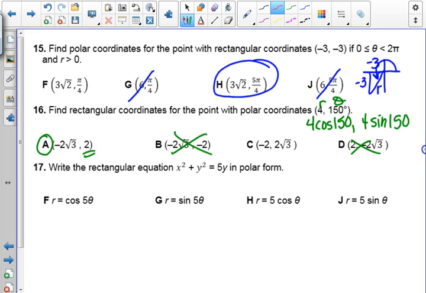17, you can skip, but let me just talk you through this one because it's a super easy one. x squared plus y squared equals r squared. That sound familiar? And y is equal to r sine theta, yes? So then you would divide an r off each side and get this choice. Okay. But that's the part I'm telling you you don't have to do.